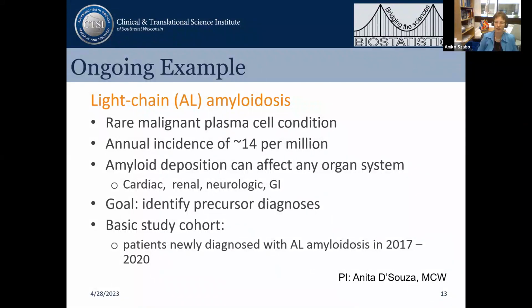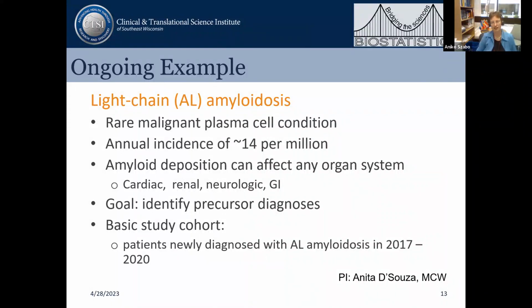In this condition, you have amyloid deposits in a variety of organ systems, and different patients have it in different places. So it causes a wide range of symptoms, not necessarily easily identifiable, and so it's actually difficult to diagnose.